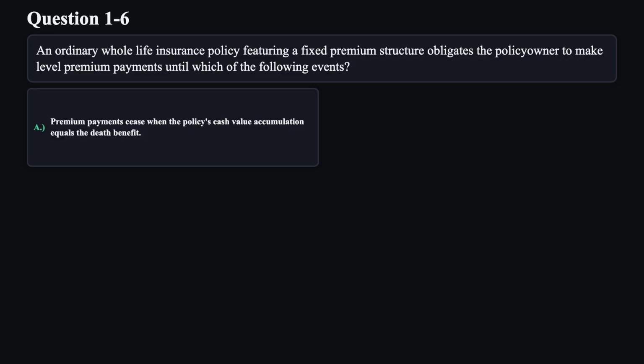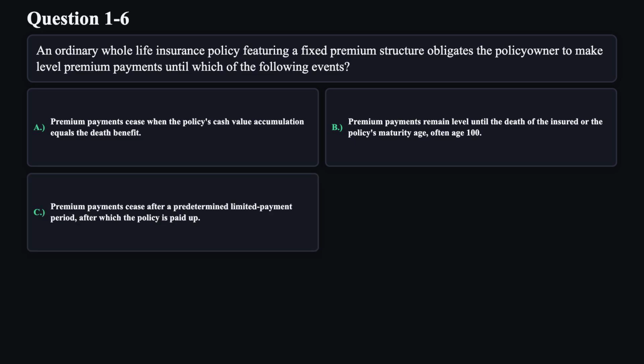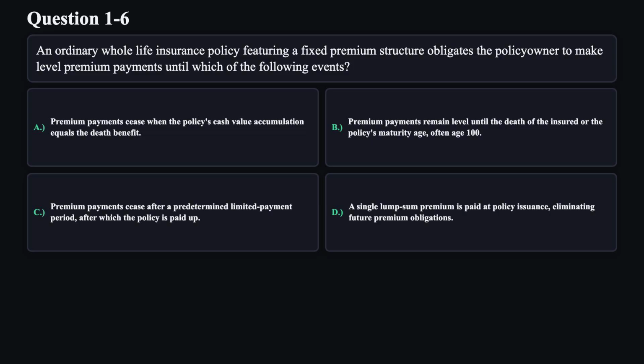A. Premium payments cease when the policy's cash value accumulation equals the death benefit. B. Premium payments remain level until the death of the insured or the policy's maturity age, often age 100. C. Premium payments cease after a predetermined limited payment period, after which the policy is paid up. D. A single lump sum premium is paid at policy issuance, eliminating future premium obligations.